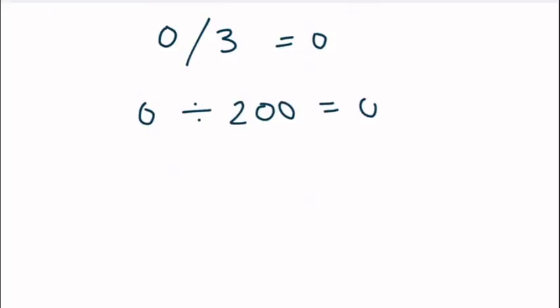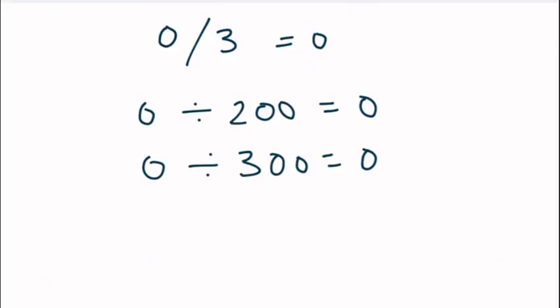Does this work with division? The answer is yes, but it works a little differently. So 0 divided by 3 is equal to 0, and 0 divided by 200 is equal to 0. All these large numbers are equal to 0.